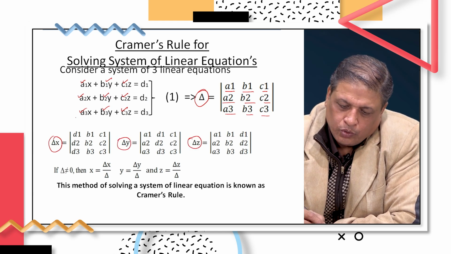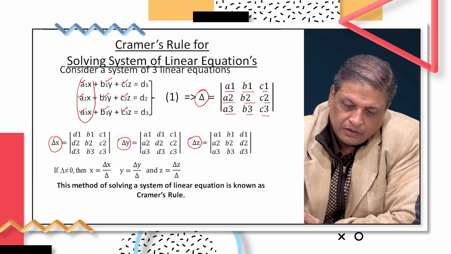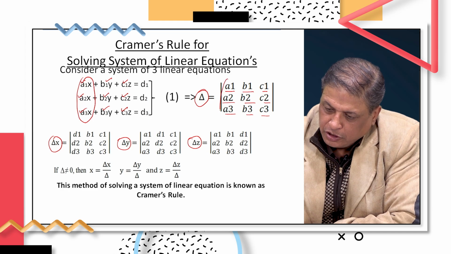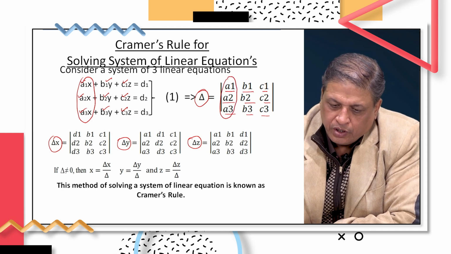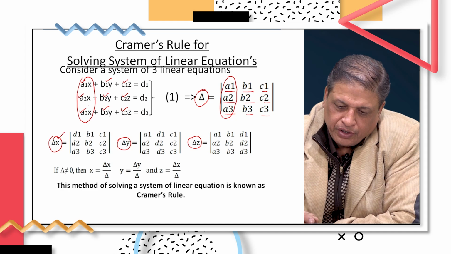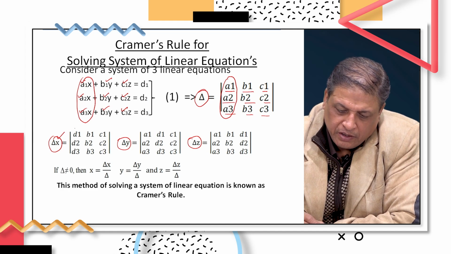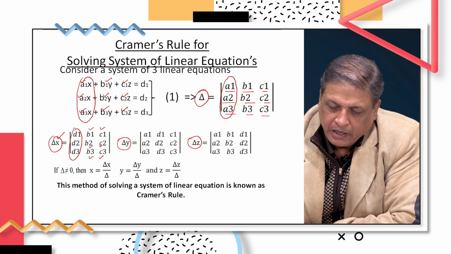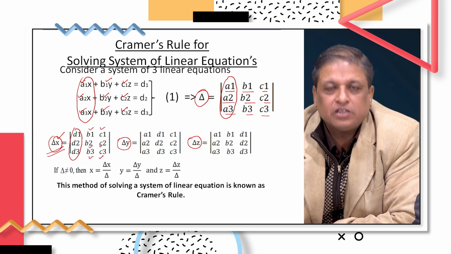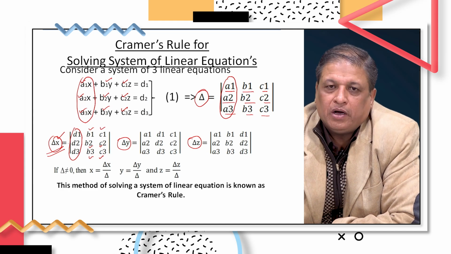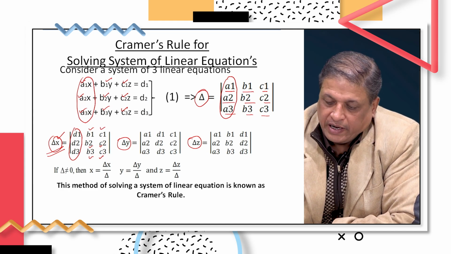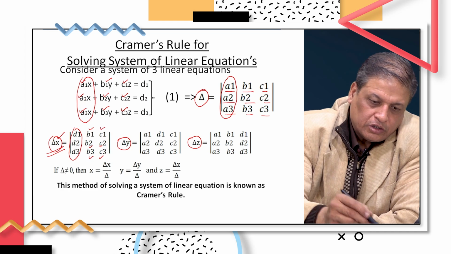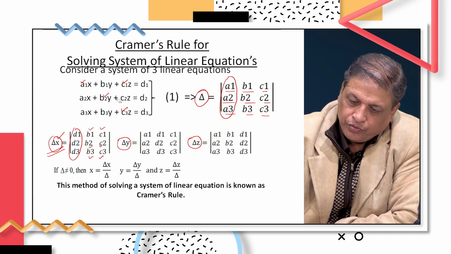Now, when we are calculating for delta x, x is happening at this position in delta. So, when we are calculating for x, we should replace a1, a2, a3 by d1, d2, d3. Remaining things will remain the same. Then we will be calculating delta x. This is just a way to understand, just a way to remember how to calculate delta x, delta y and delta z.